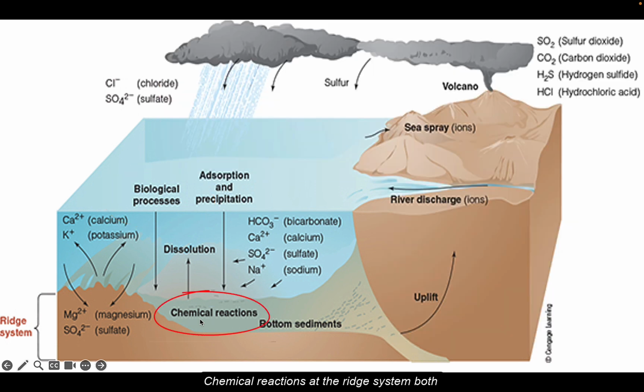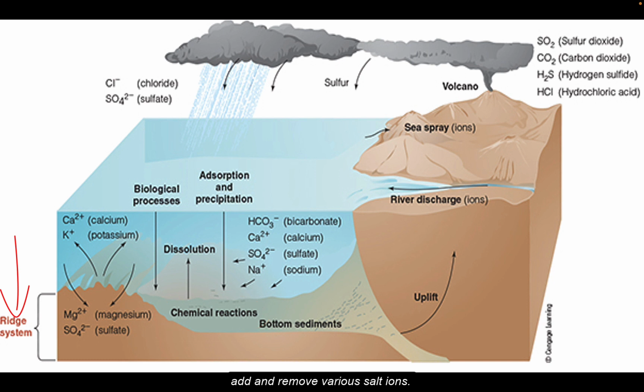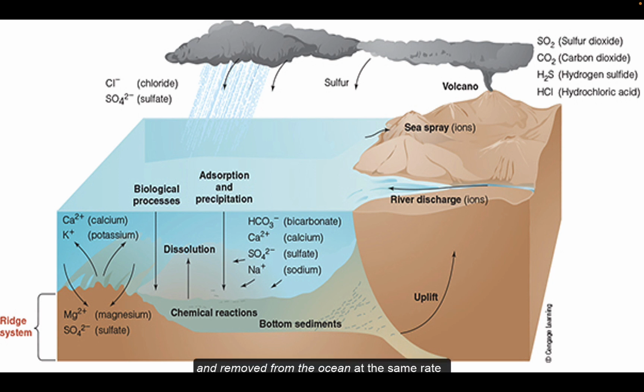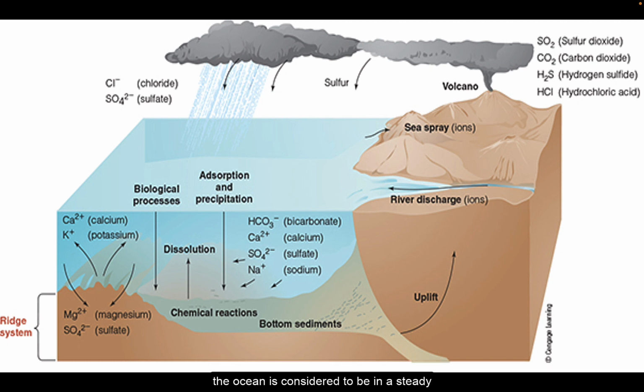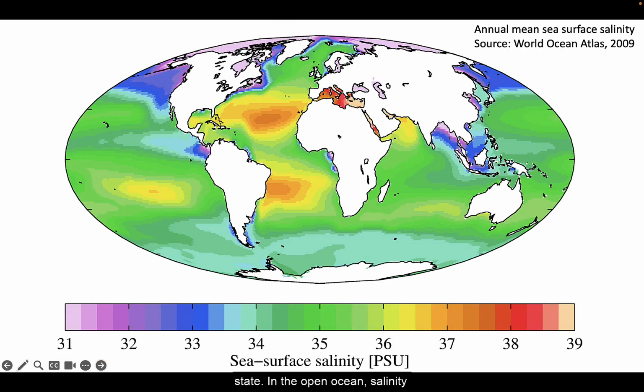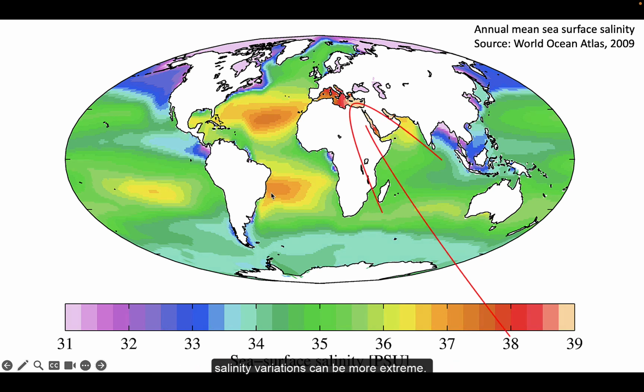Chemical reactions at the ridge system both add and remove various salt ions. Because salts are added and removed from the ocean at the same rate, the ocean is considered to be in a steady state. In the open ocean, salinity can vary from 33 to 37 parts per 1,000. In coastal areas, salinity variations can be more extreme.